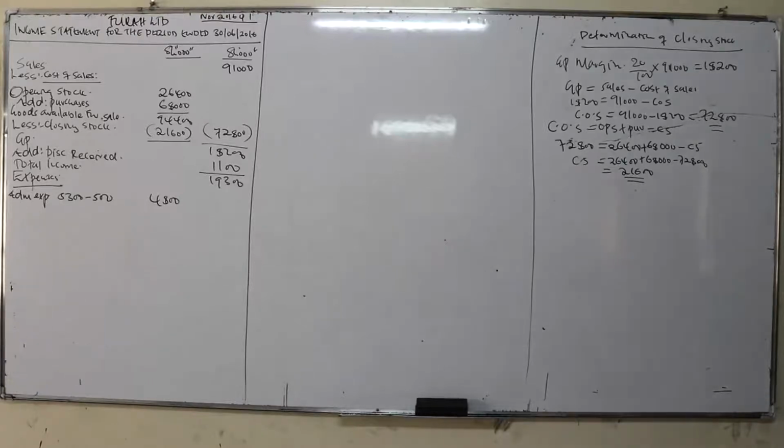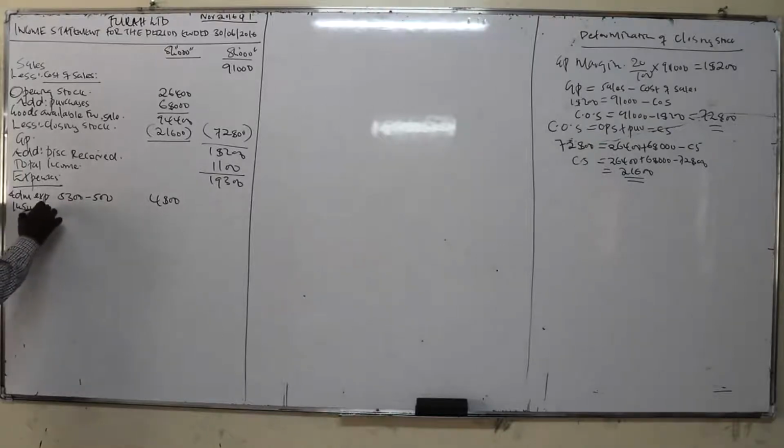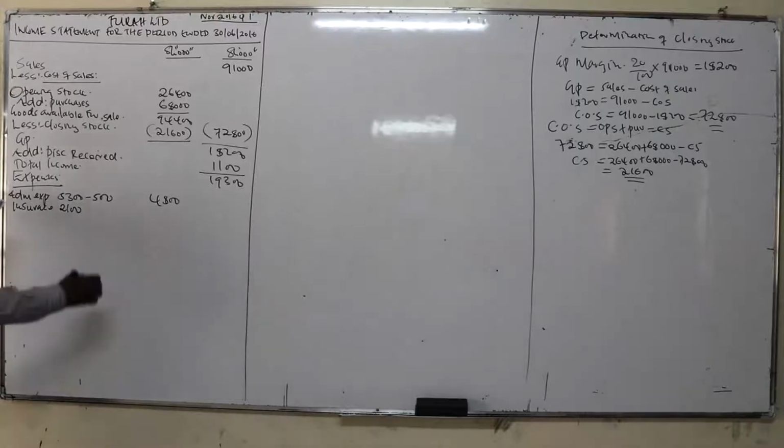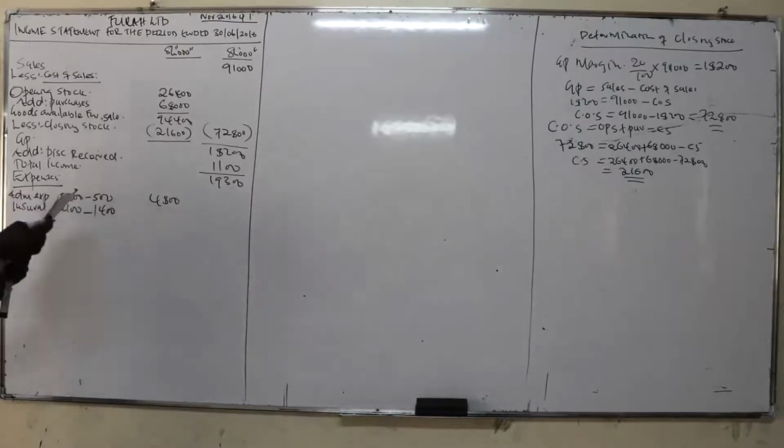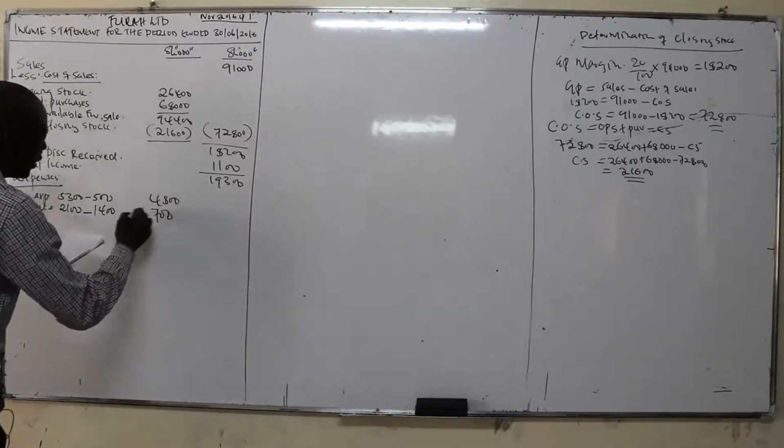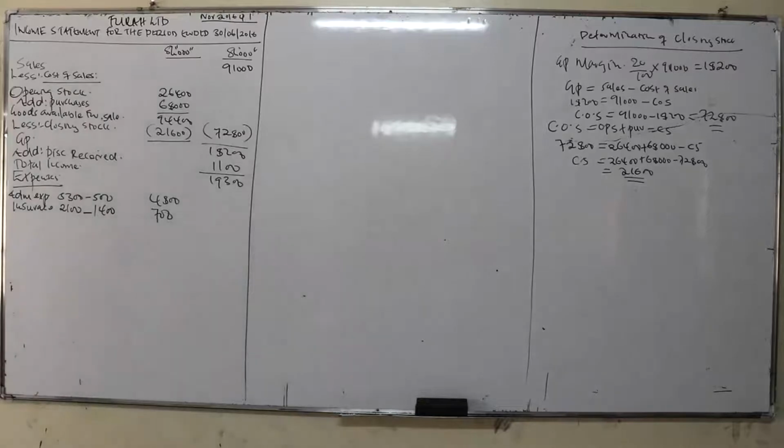So we're going to write here insurance. The amount that was paid is 2,100, isn't it? So 1,400 is prepaid. 700 plus 700, 1,400. How much do you get for the expense? 700. That is the prepaid part. Last item on the trial balance.